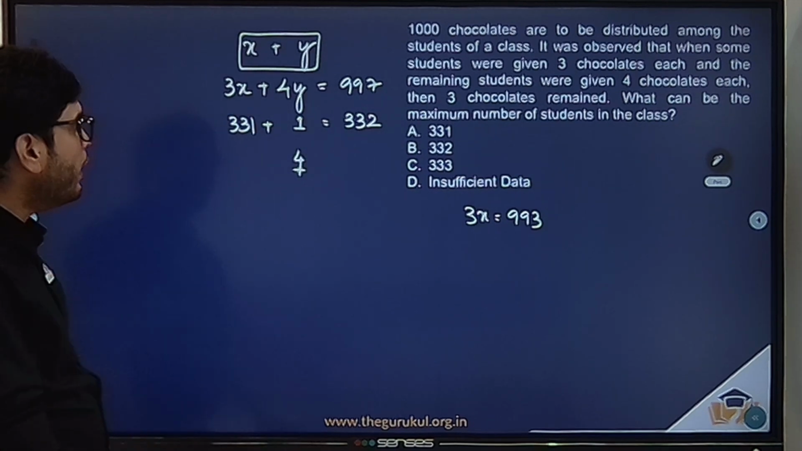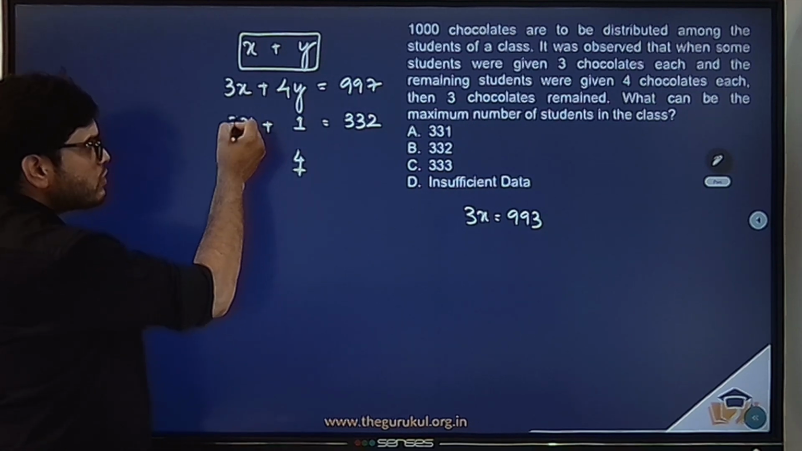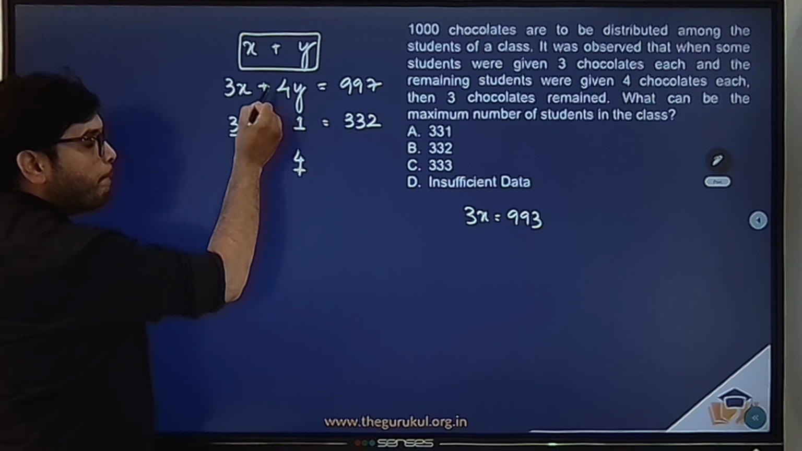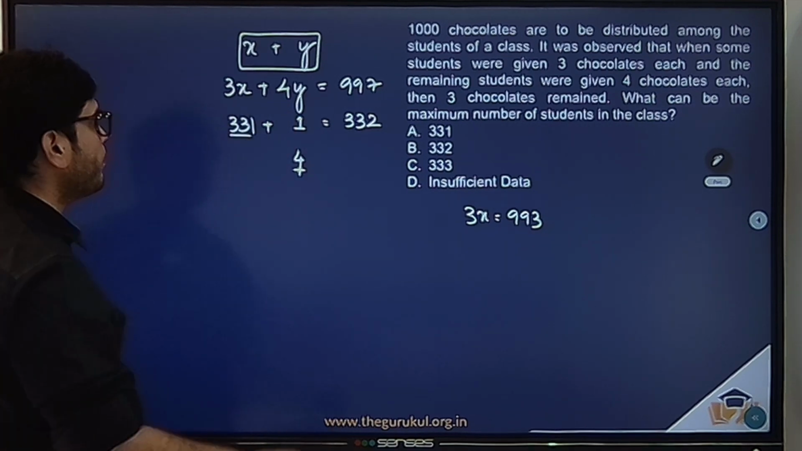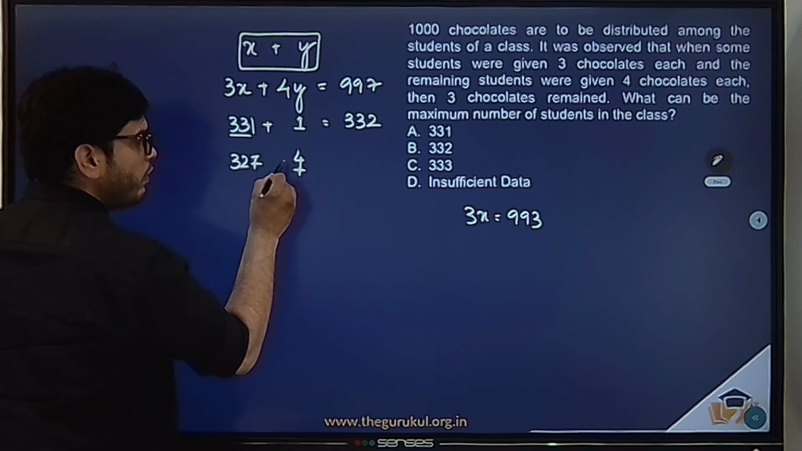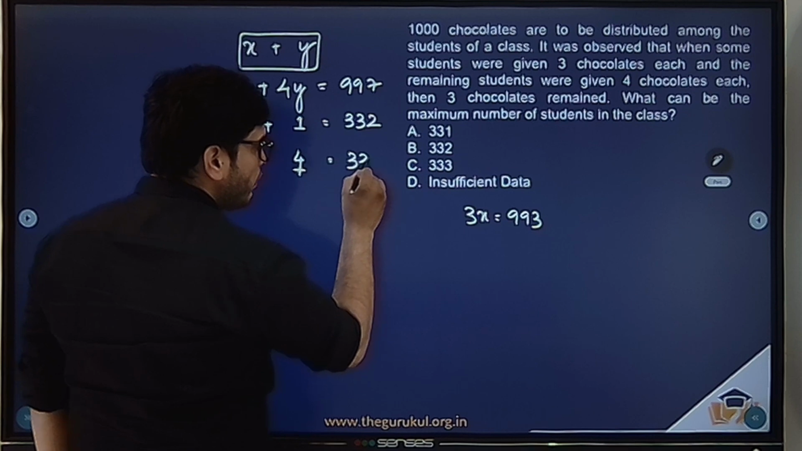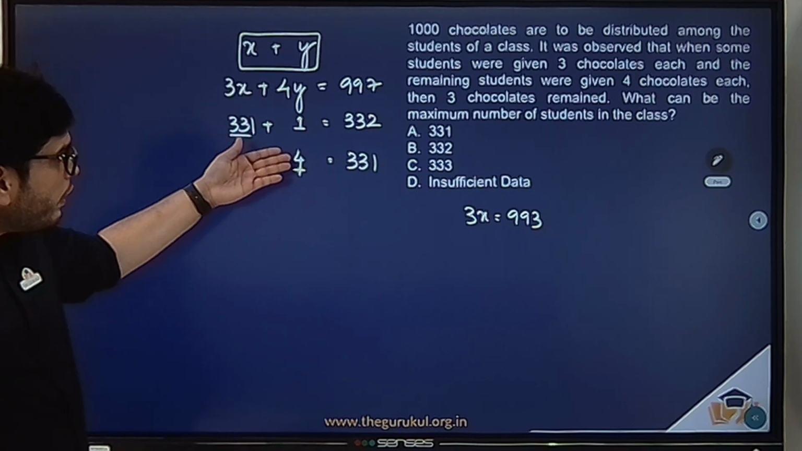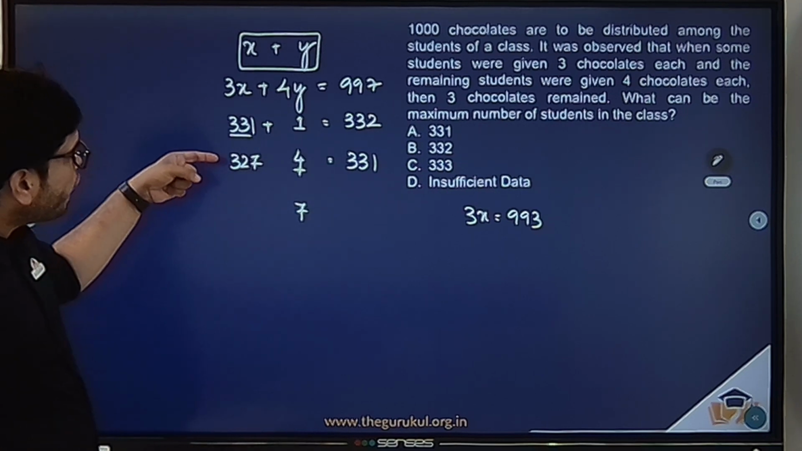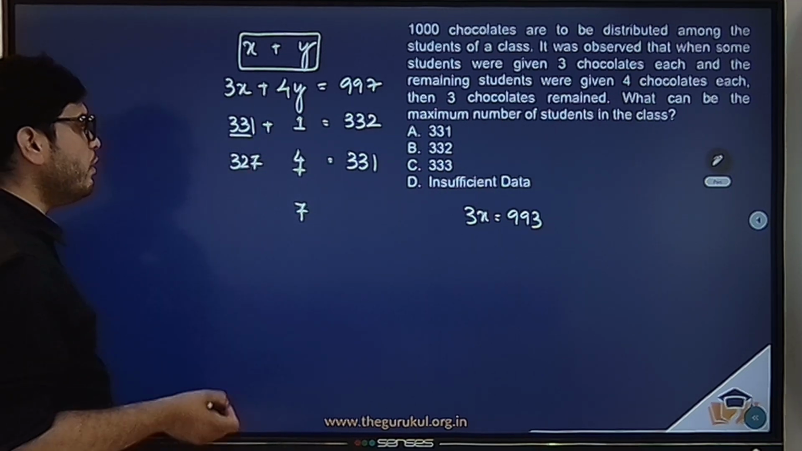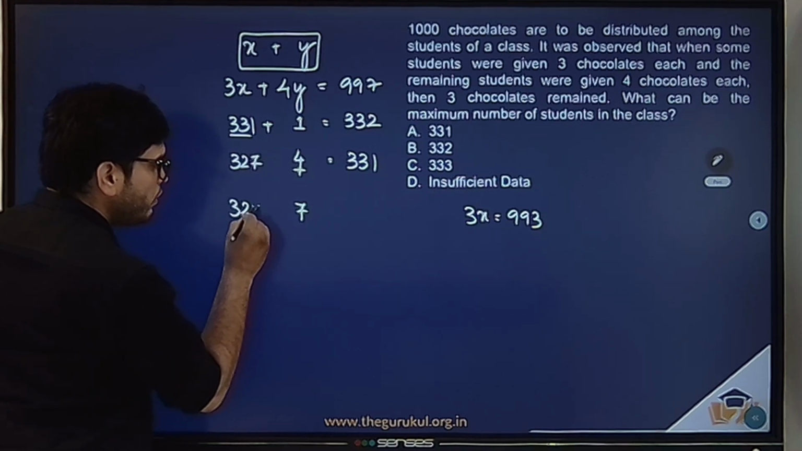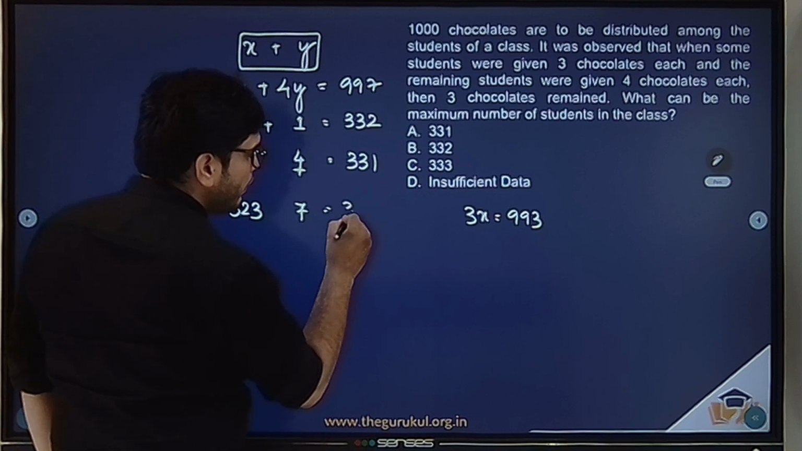4, right? And the corresponding value of x would be 331, the maximum value, minus the coefficient of y. So 331 minus 4, 327. So 327 plus 4. In this case, you have 331 students. Now again, the value of y will be 4 plus 3, 7, and the value of x would be 327 minus 4. That would be 323. So 323 plus 7, 330.